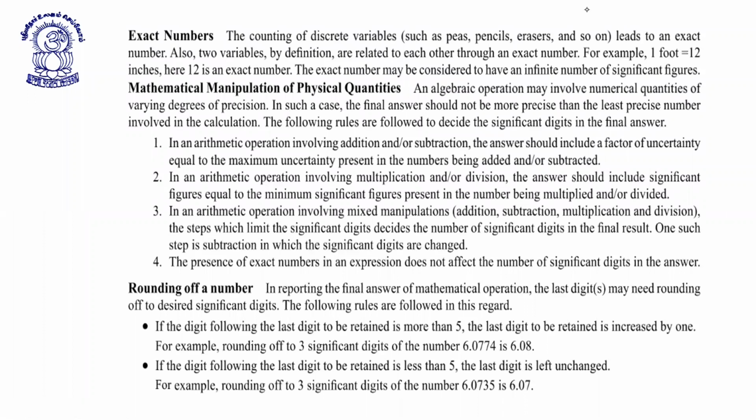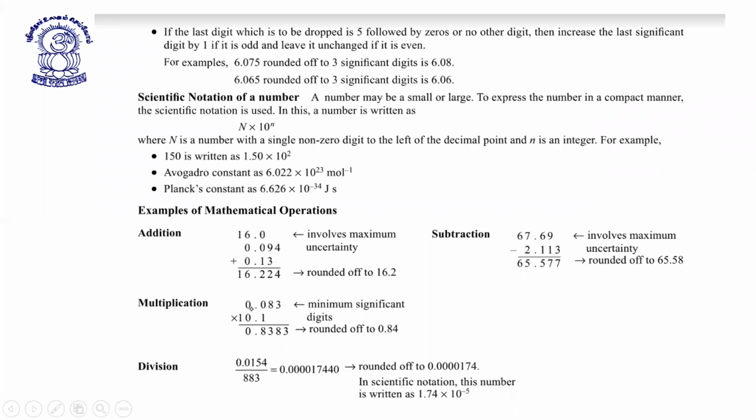So the second one, in an arithmetic operation involving multiplication or division, the answer should include significant figures equal to the minimum significant figures. For example, I'll show you the multiplication example. See here, 0.083 and 10.1. So 0.083, how many significant figures? For 0.083, number of significant figures is 2. And for 10.1, number of significant figures will be 3.